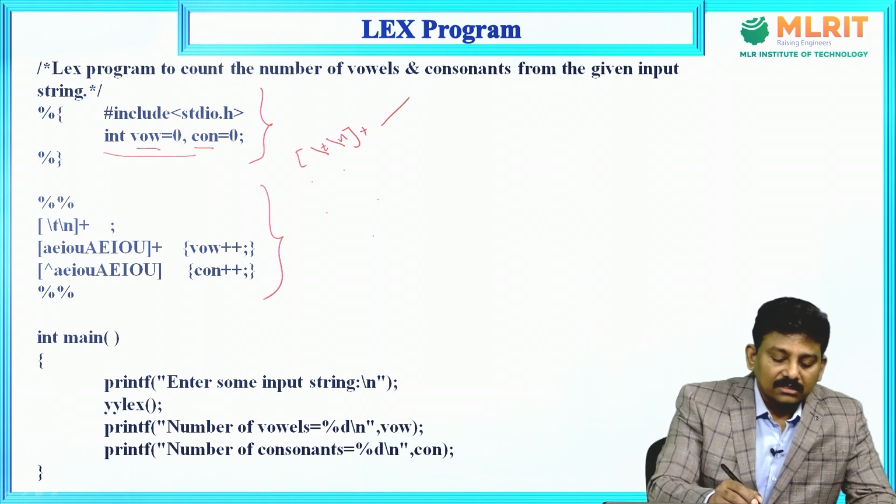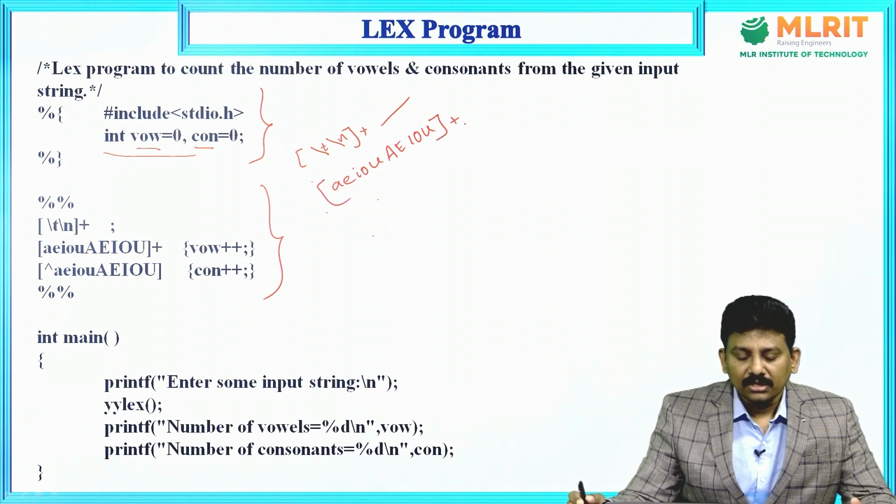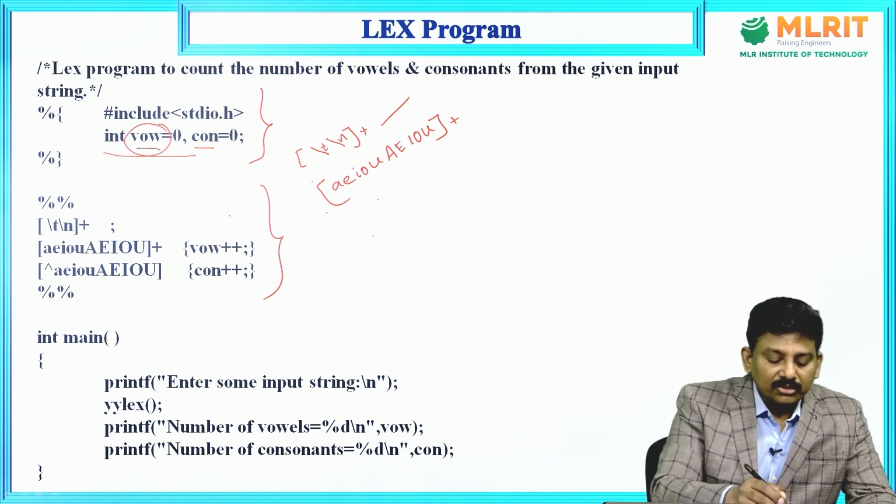Next, vowels. A, E, I, O, U are capital letters, A, E, I, O, U, followed by plus. Plus indicates one or more number of times of the preceding character. So, if this occurs, the variable vow will be incremented by 1.